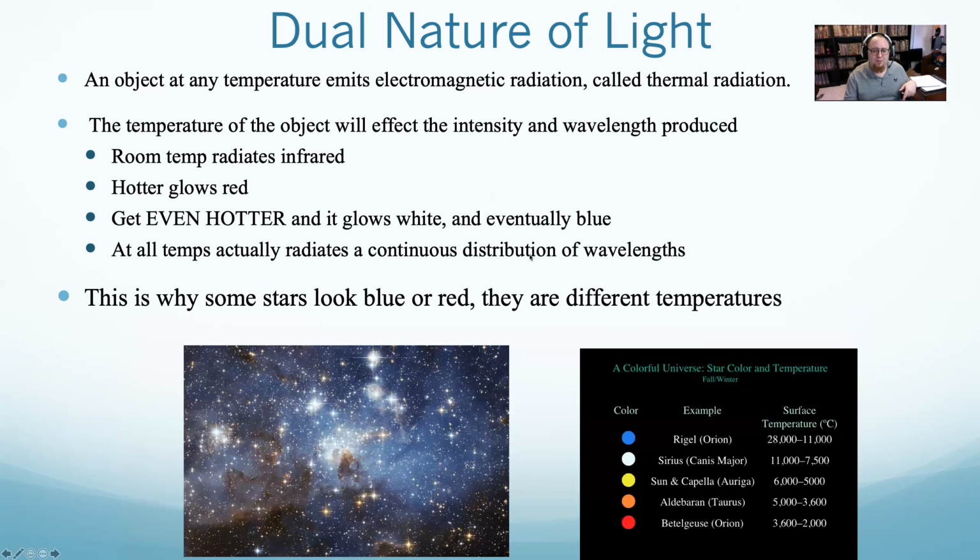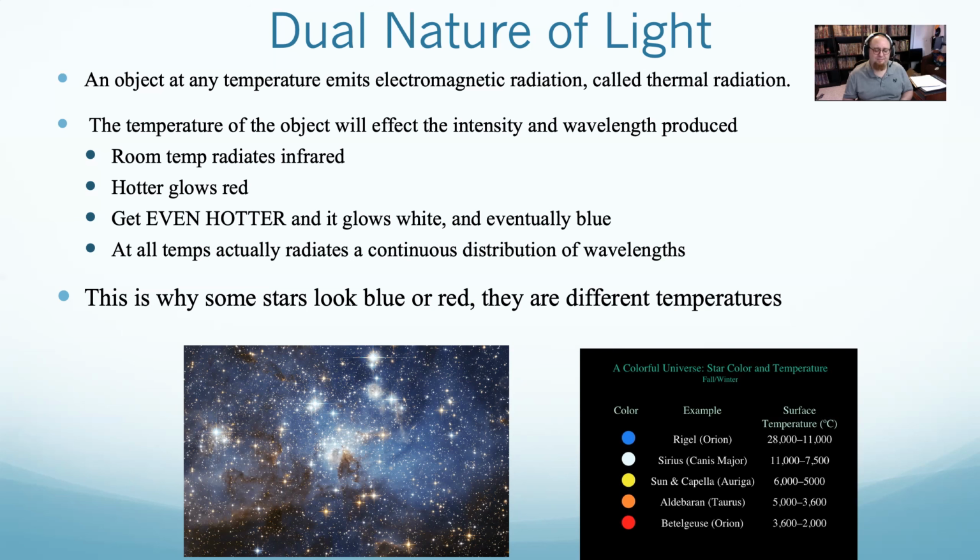This also is, by the way, why different stars look different colors. Different stars, some look more bluish, some look more reddish. It's just what temperature they are. That Betelgeuse in Orion looks red because it's not as hot as Rigel, also in Orion, which looks more blue.